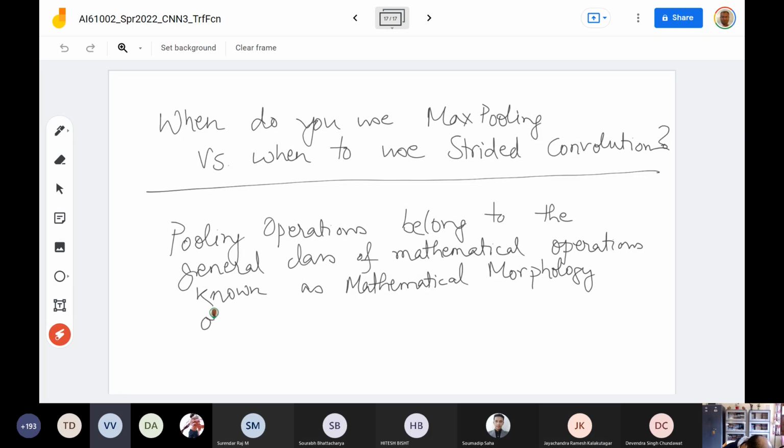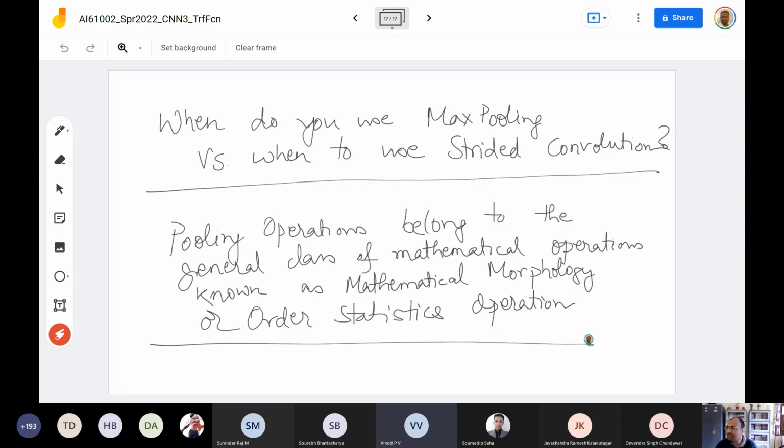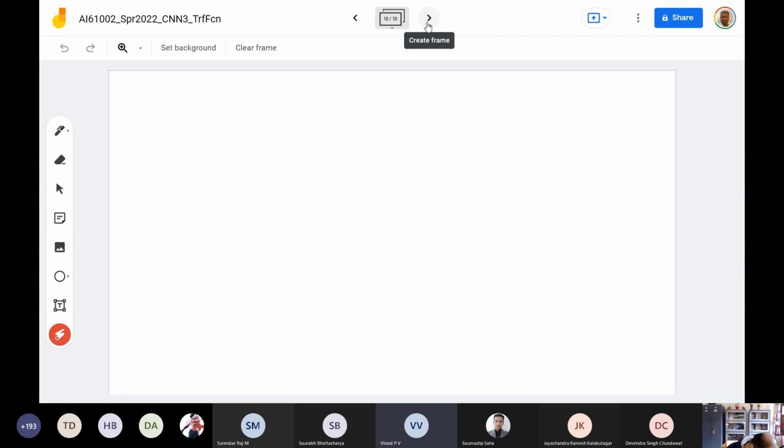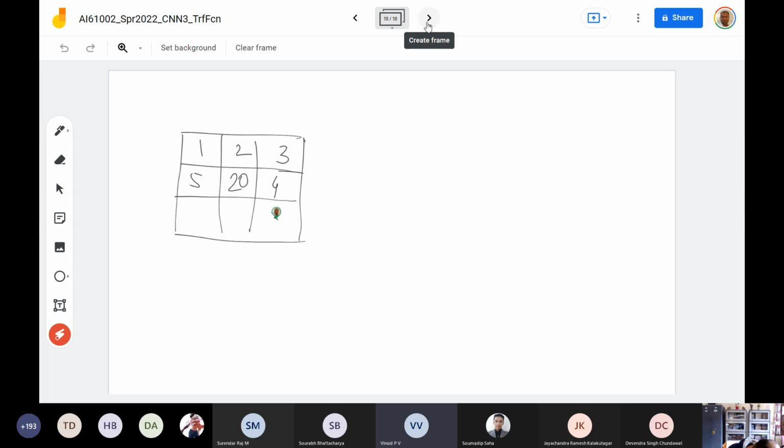Or order statistics. Now, in simple terms, there's a very simple example which I generally give. Say there is some sort of a spike in your activation over here, which is 20, and it is 1, 2, 3, 4, 5, 3, 2, 1, something of that sort.